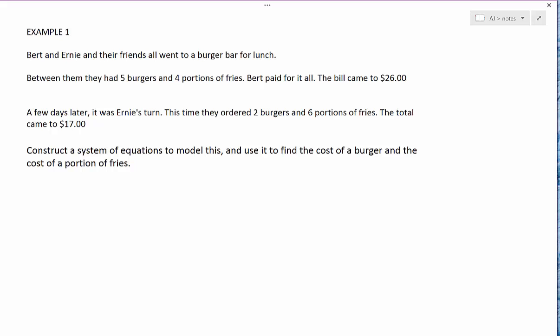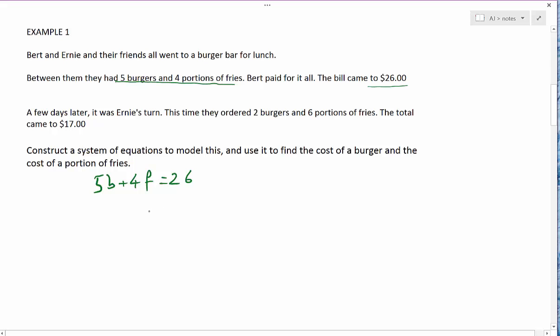Okay, well, in the first condition we have 5 burgers and 4 fries and the bill came to 26, so it's easy to think that we could write this as 5B plus 4F equals 26, and in the second bit of information 2 burgers and 6 fries equals 17. But what does B and F actually stand for?